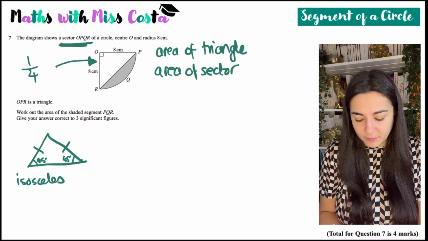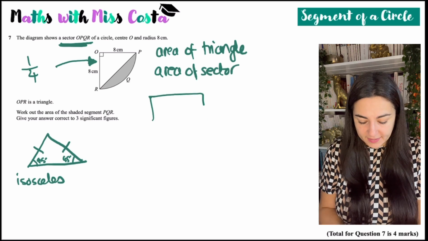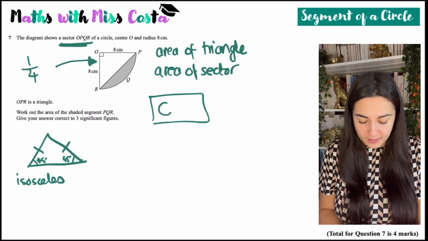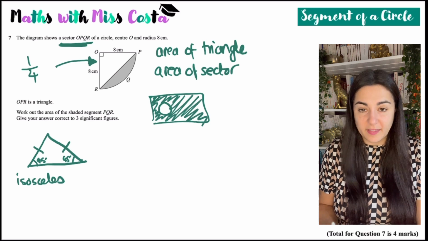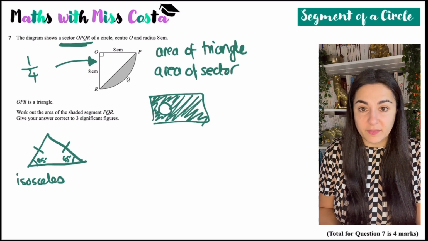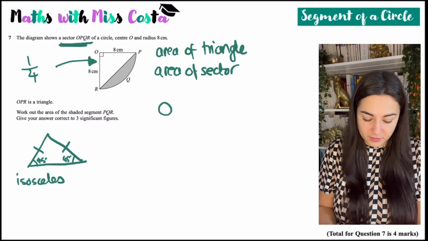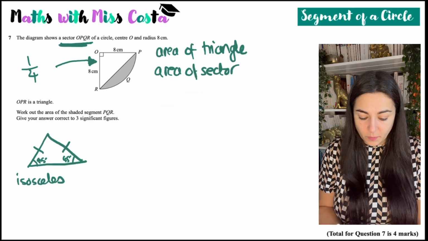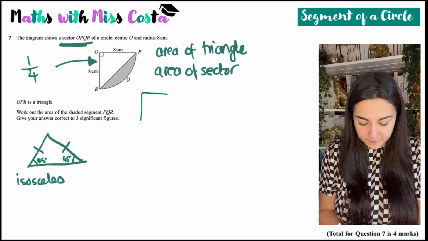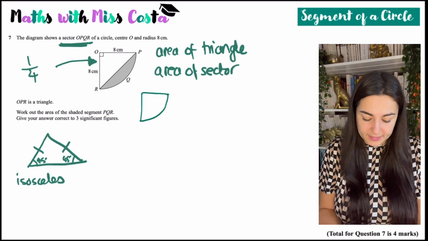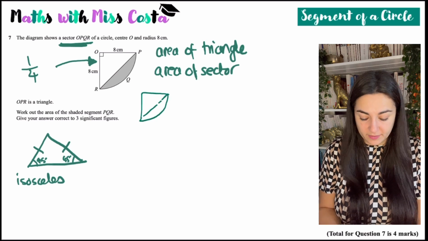This is what we do whenever we have any shaded parts. So let's say you had this big rectangle here, and you needed to work out the area of the garden minus the pond. What you do is you'd work out the area of the rectangle, subtract the area of the circle to work out the area of the pond. So that's exactly what we're going to do here. Work out the area of the whole sector, so this whole thing here, and subtract the area of the triangle.